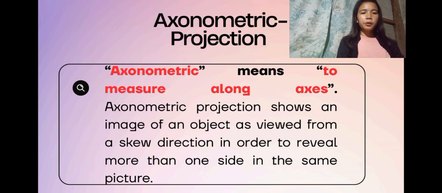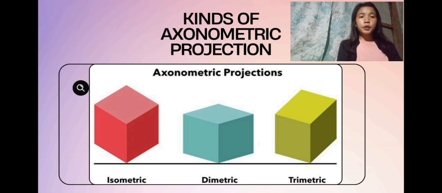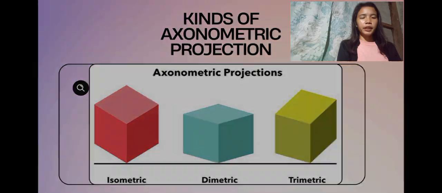The word axonometric actually means to measure along axis. This type of projection shows an object as if it is viewed from a slightly tilted angle so we can see multiple faces at the same time. So, under axonometric projection, there are three kinds: the isometric, dimetric, and trimetric.